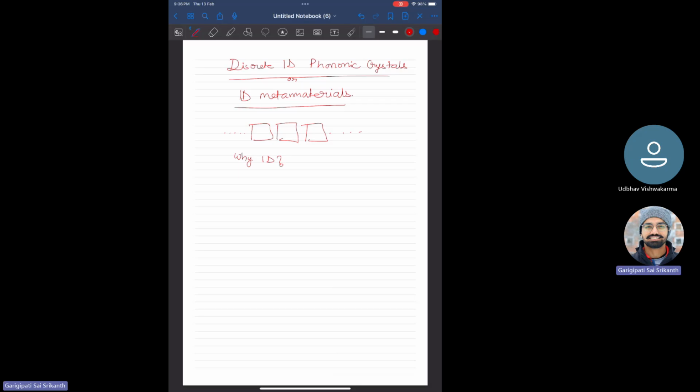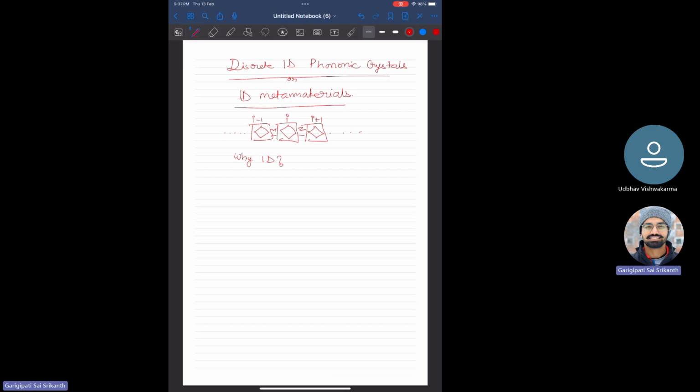So if this is unit cell I, and then the next unit cell is maybe I plus 1, and the previous unit cell is I minus 1. So whatever lattice configuration we'll have inside I, you'll see the same pattern repeating at I plus 1 and I minus 1 and so on. And there will be some sort of coupling that will also repeat. Right.